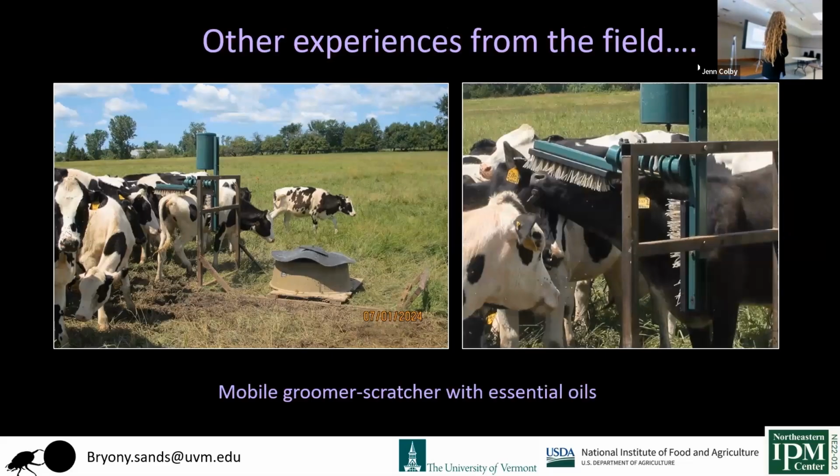So this is a groomer scratcher with essential oils in the tank. That seemed to be a really great setup for this organic farm. The cows loved using it. Essential oils evaporate very quickly, so this is a really good way of getting them to reapply it to themselves. And it's on this metal frame, so it can be dragged around with the rotation. And in here was minerals and garlic salt. So I just thought this was a really great setup.